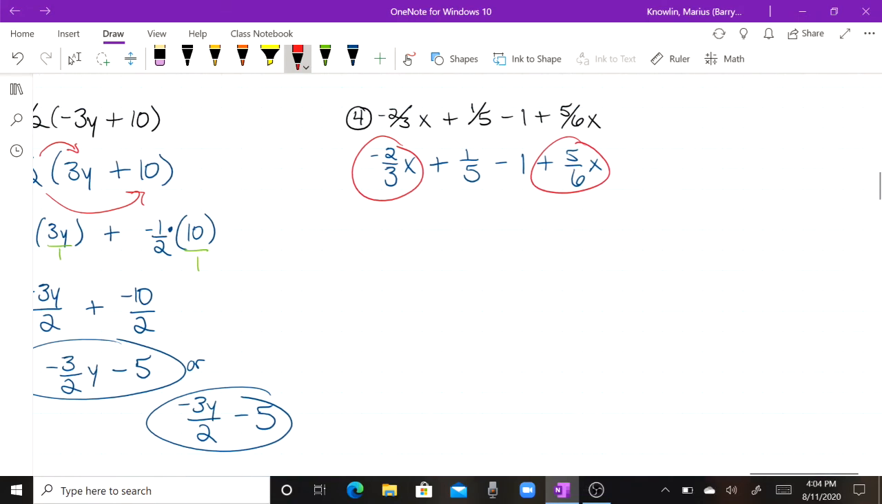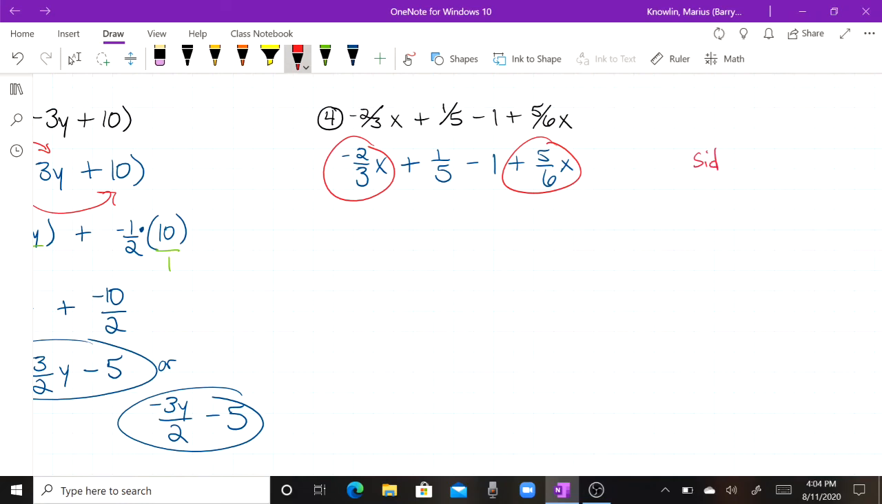So what I need to do off to the side here, we'll call this our little side work. First of all, we need to look at their signs. One of the fractions is negative, one of the fractions is positive. So because they're different signs, I know I have to subtract. So I really could write this as 5/6 minus 2/3. Well, if you know anything about adding and subtracting fractions, the denominators should be the same. Now, the common denominator here is going to be 6.